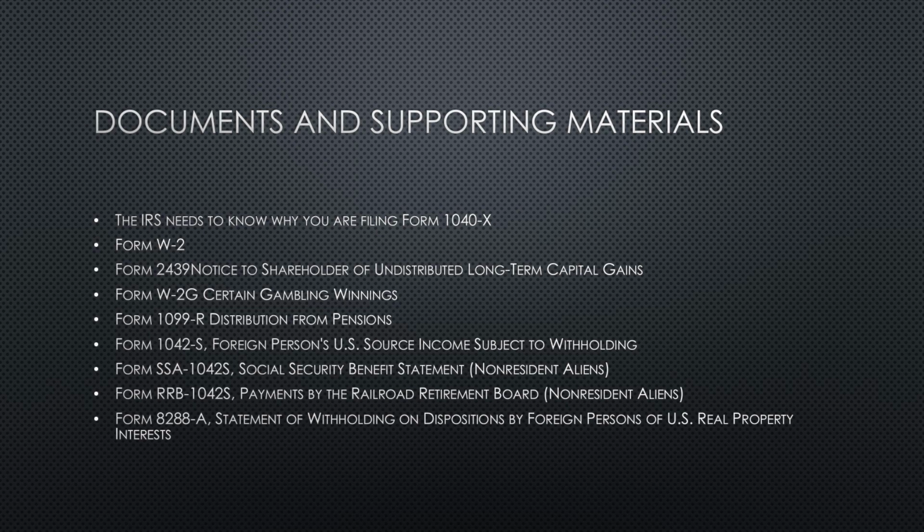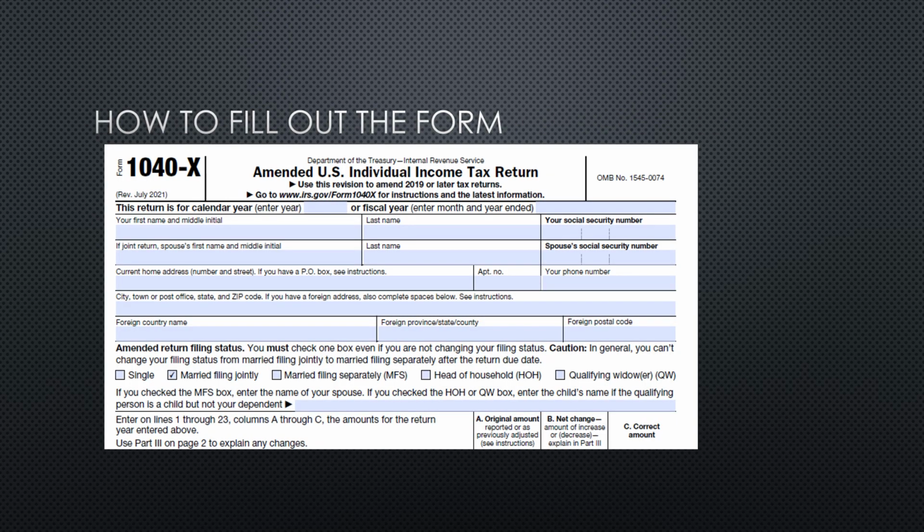You also need to attach the documentation to support your amendment. Here are some examples listed down. I won't go over all of them, but if you forgot to include a W-2 or you received it late, you attach the W-2, which will support the differences that you're going to show in the form. The same goes for the other forms that you have to attach to 1040X so the IRS knows that you're making these amendments correctly.